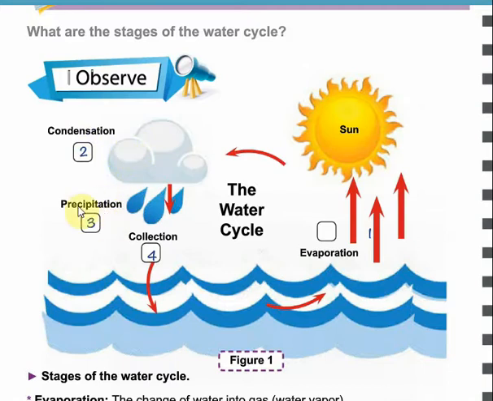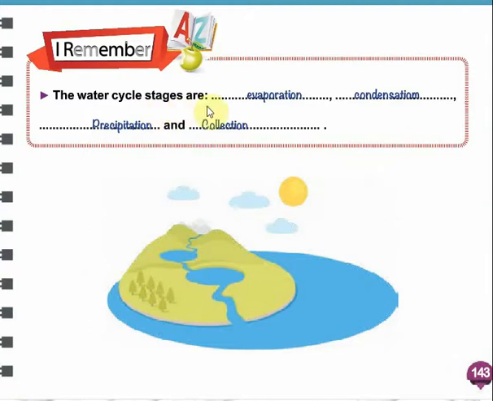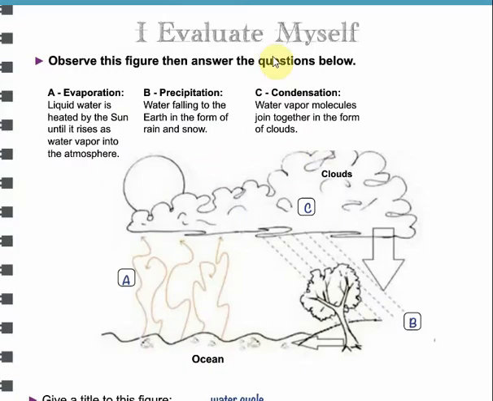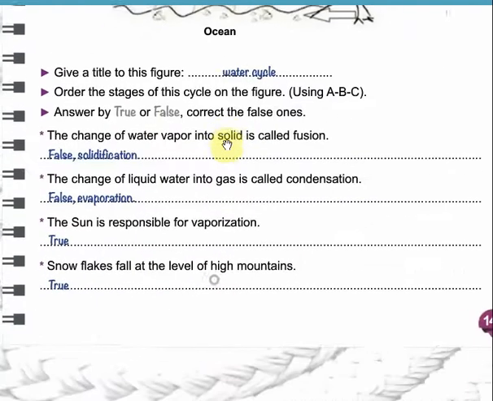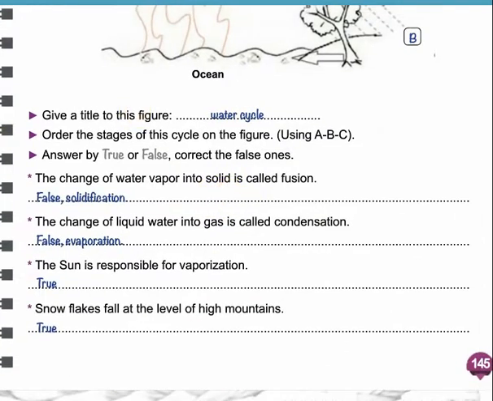And the third step is precipitation, when water falls from the clouds or from the sky as rain, snow, or hail. This is called precipitation. And the fourth step is collection, when rainwater, the water that came down from the clouds, will be collected in the oceans, seas, and rivers. So the water cycle stages are evaporation, condensation, precipitation, and collection. Finally, I just want you to study this page, I evaluate myself, page 145 in your books.